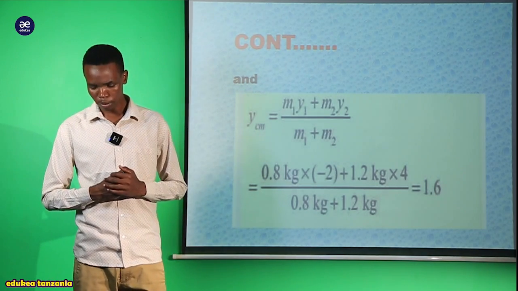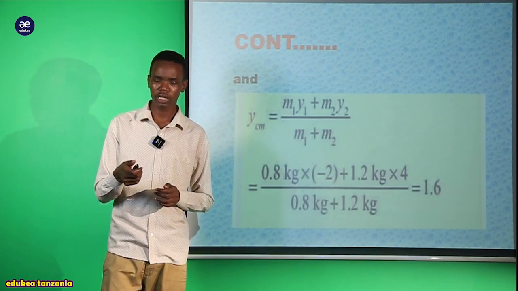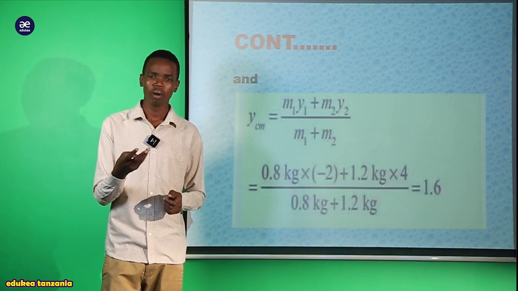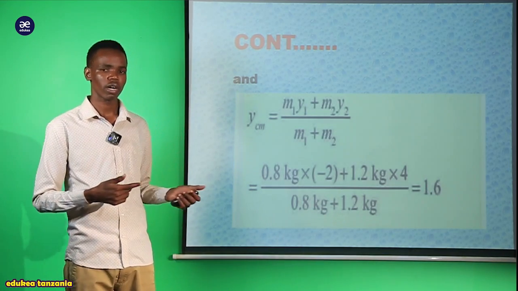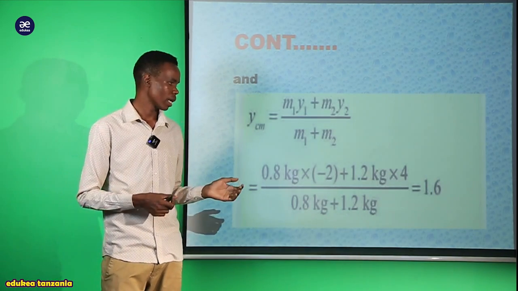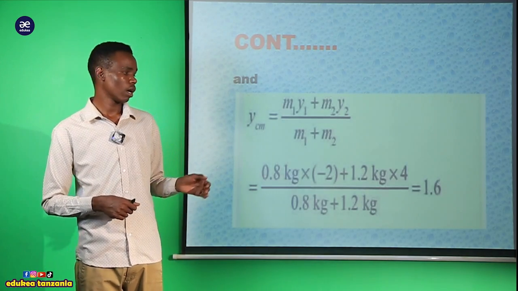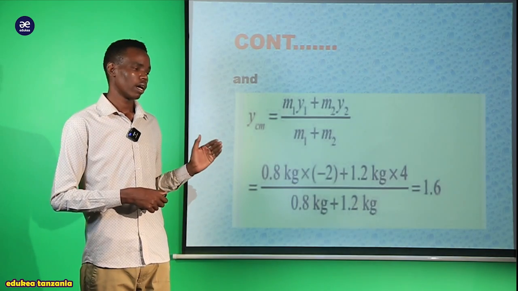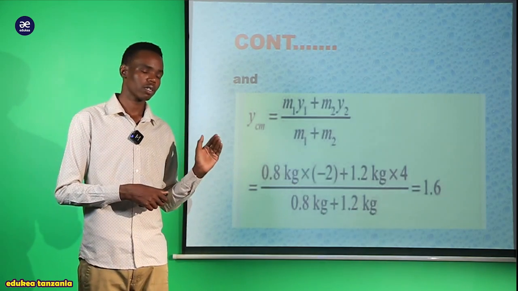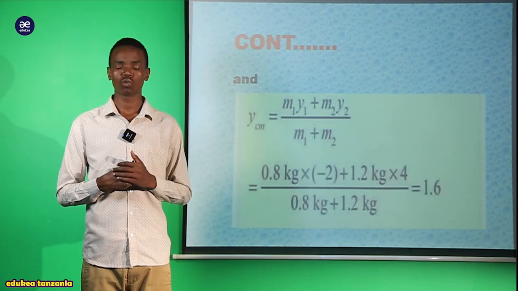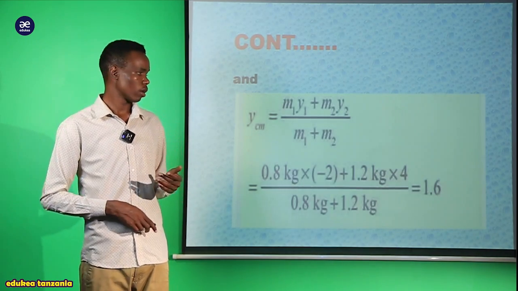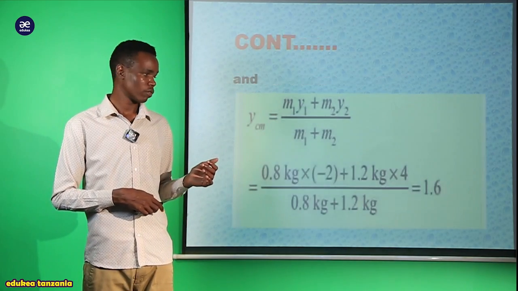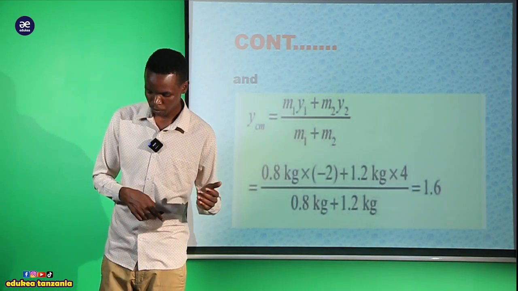So finally, we are supposed to take our calculator, my dear. You take your calculator and substitute these values. After substituting the values you were given, you will get that this center of mass along the y-axis must be equal to 1.6. This is our coordinate. But for the x coordinate we got -1.4, while here it is 1.6.